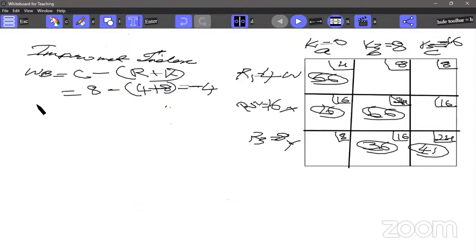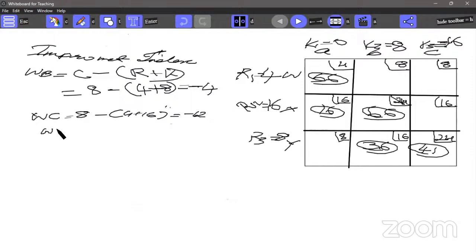Next, WC. How much is the cost? 8. 8 minus, brackets open, how much is the row plus column? 4 plus 16. Very good. How much is the answer? Minus 12. Very good.